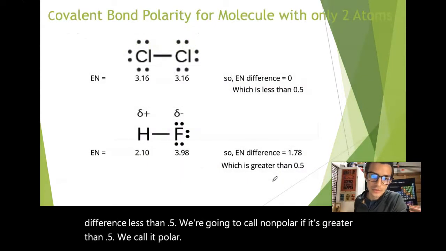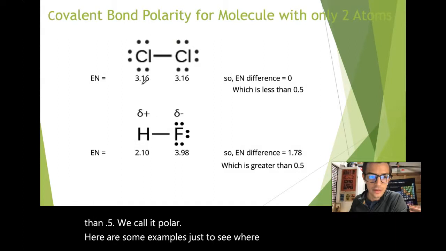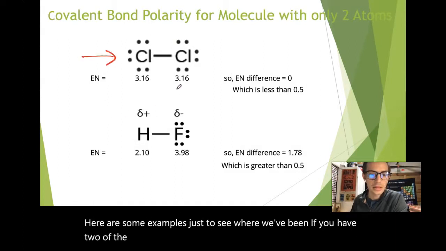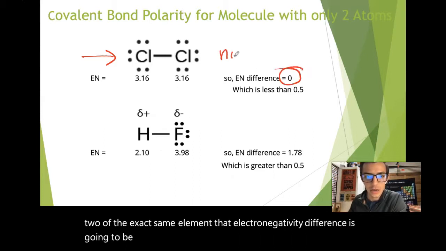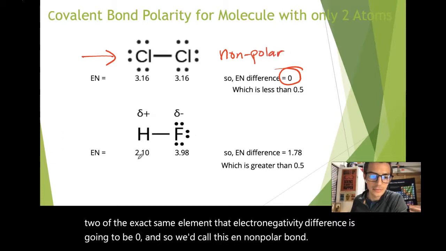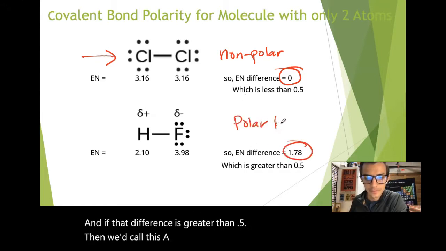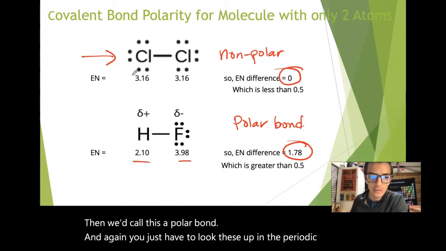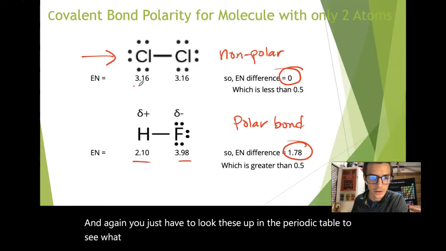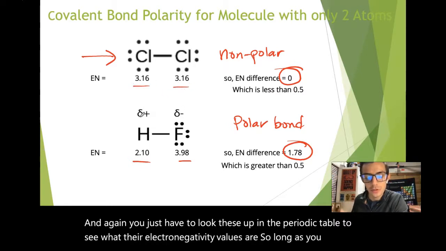Here are some examples just to see where we've been. If you have 2 of the exact same element, that electronegativity difference is going to be 0, and so we'd call this a nonpolar bond. And if that difference is greater than 0.5, then we'd call this a polar bond. Again, you just have to look these up in the periodic table to see what their electronegativity values are, so long as you have a periodic table that shows you those.